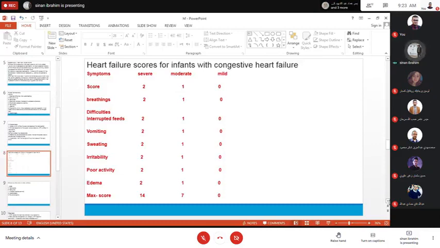This is another score for dividing infants with congestive heart failure into mild, moderate to severe, and each sign or symptom is given a degree of 0, 1 or 2, and this will divide the severity of heart failure into mild or moderate to severe, including the breathing, is the patient tachypneic or not, difficulty, interrupted feeding, vomiting, sweating, irritability, poor activity, and lastly, the edema.